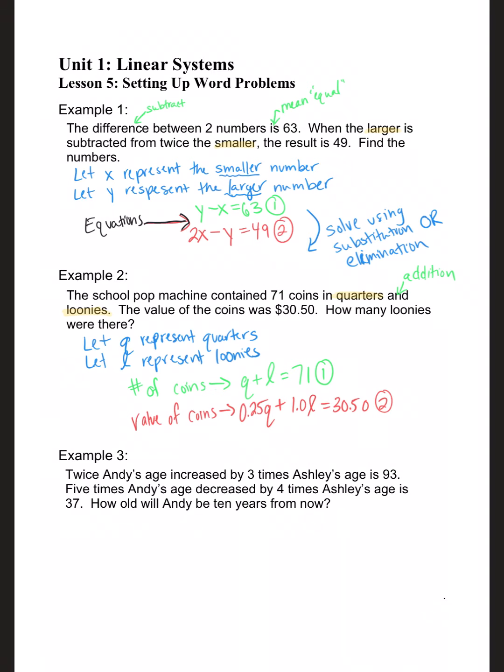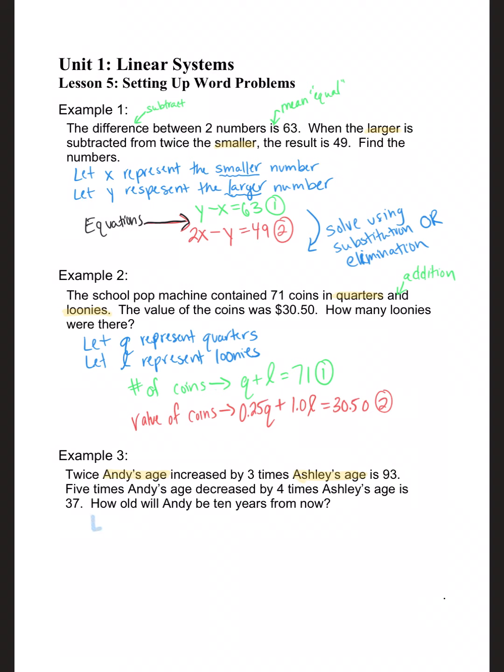If we take a look at this next example, let's choose our variables together and then pause the video and see if you can set up the equations. It says twice Andy's age increased by 3 times Ashley's age is 93. 5 times Andy's age decreased by 4 times Ashley's age is 37. How old will Andy be 10 years from now? It looks like we're trying to figure out a couple things here. It's asking us about Andy's age in 10 years, but the unknown throughout this question is Andy's age and Ashley's age. So let's write some variables to represent those two things.